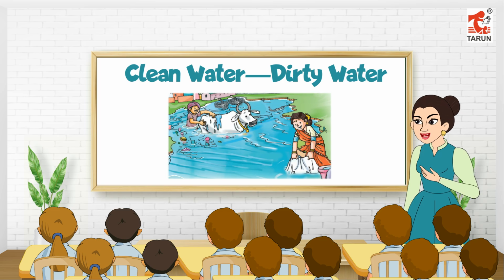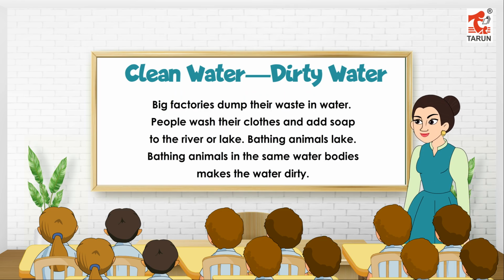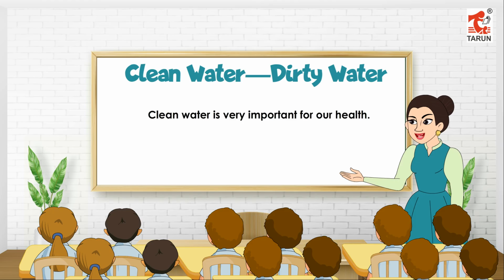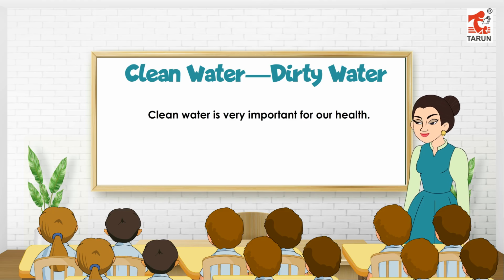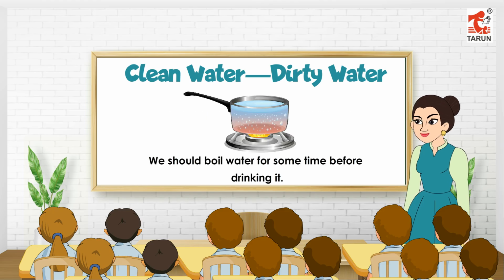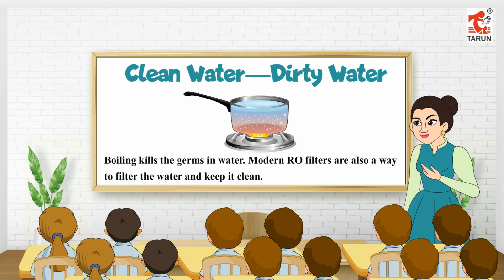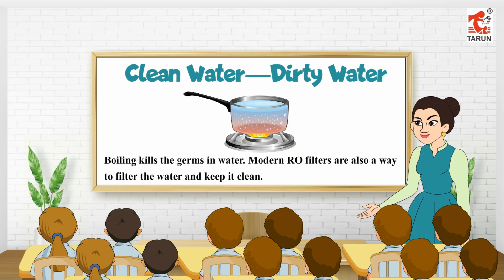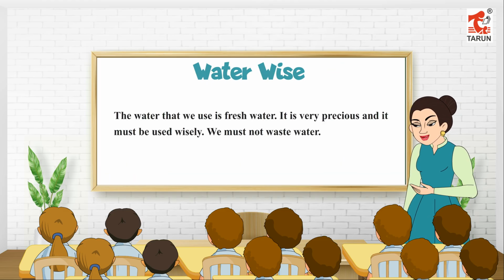Clean water, dirty water. Big factories dump their waste in water. People wash their clothes and add soap to the river or lake. Bathing animals in the same water bodies makes the water dirty. Clean water is very important for our health. We should boil water for some time before drinking it. Boiling kills the germs in water. Modern RO filters are also a way to filter the water and keep it clean.